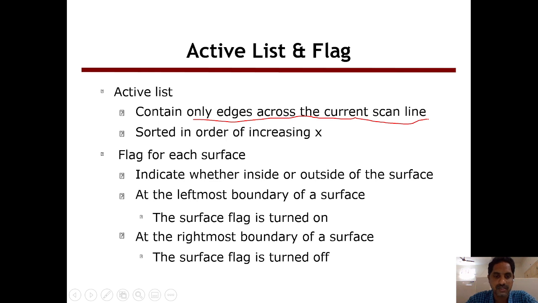The next one is the BSP, which is the binary space tree method. In the next class we will discuss the binary space tree method, the depth sorting method, and then the area filling method and wireframe methods.